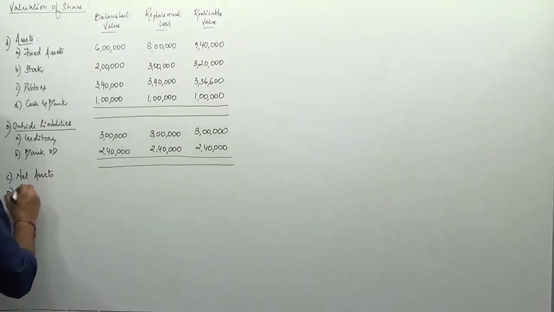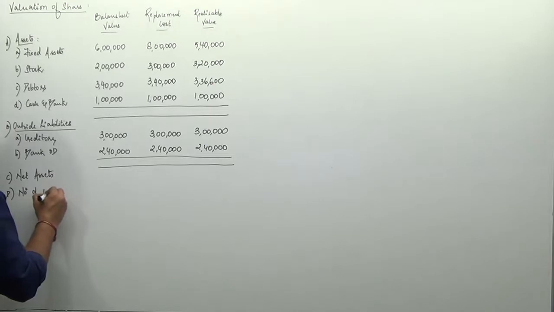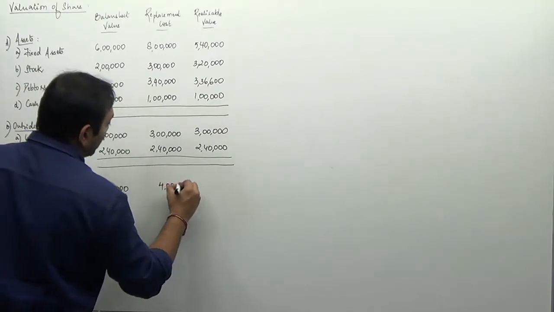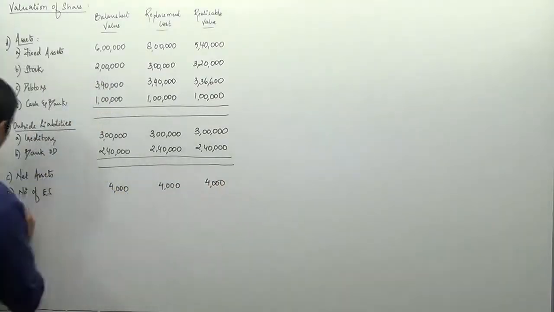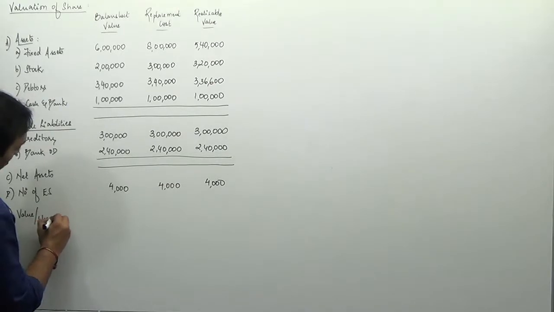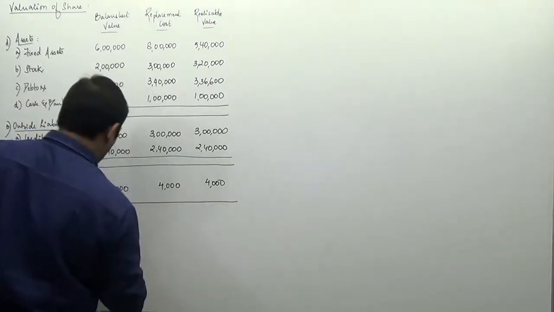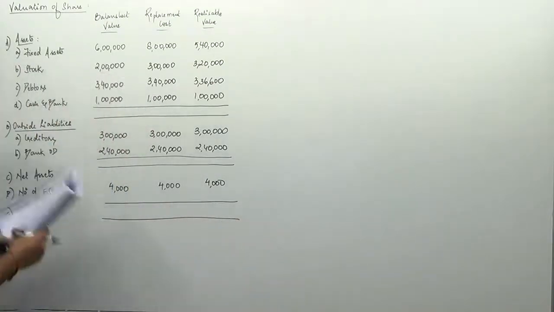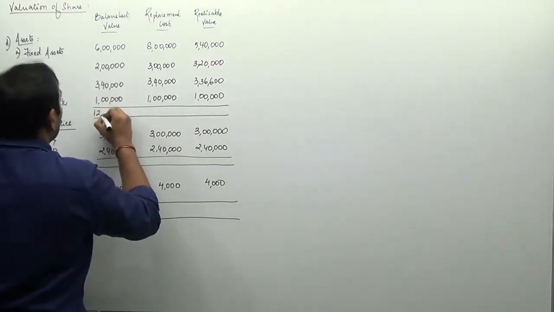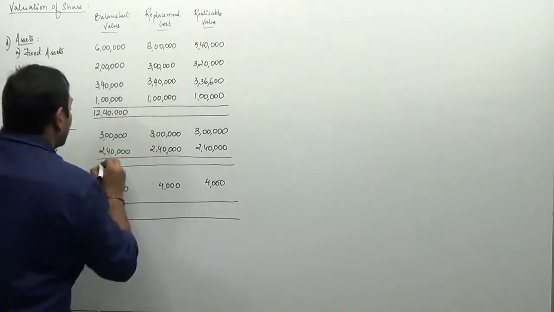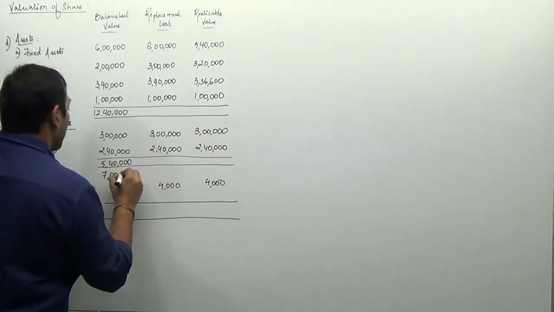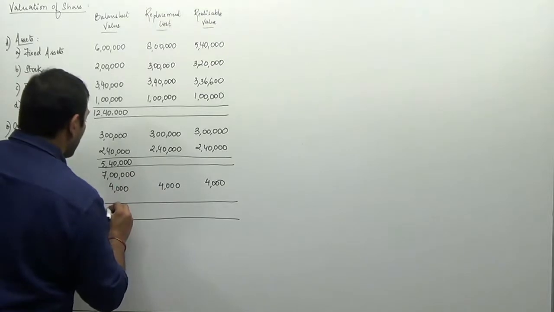If I divide these net assets by the total number of equity shares, that is 4,000, we can identify the value per share. Okay, let's fill up the figures. This is 12,40,000. This is 5,40,000. Net assets is 7 lakhs divided by 4.